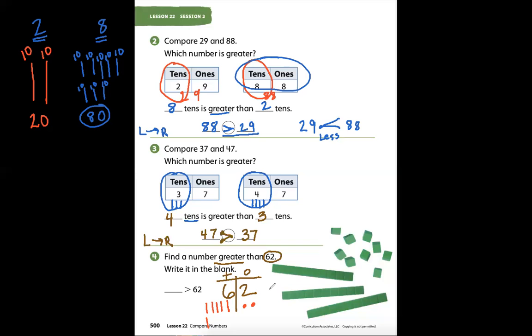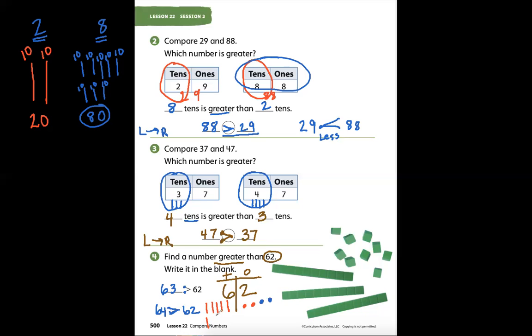But it says find the number greater than. So will I have less or will I have to have more? Right, I need to have more. I could have 1 more. 1 more than 62 is 63. 63 is more than 62. 64. 64 is also greater than 62.